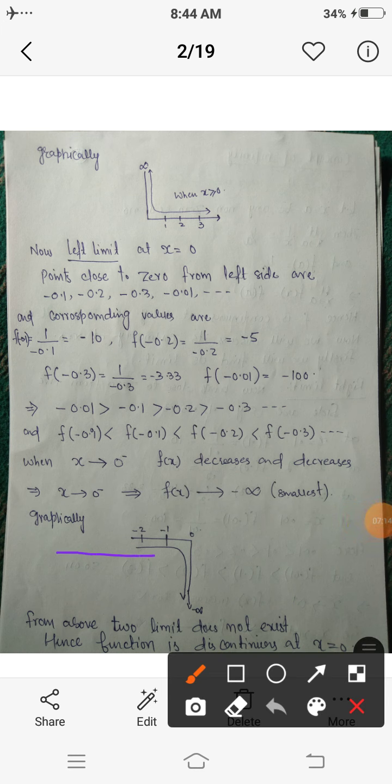When we are approaching 0 from this side, the value of f(x) approaches minus infinity. So the right limit is plus infinity and the left limit is minus infinity. This means that the limit does not exist for this function at the point 0. So when a limit does not exist for a function at a point, we can say that f is not continuous at this point.